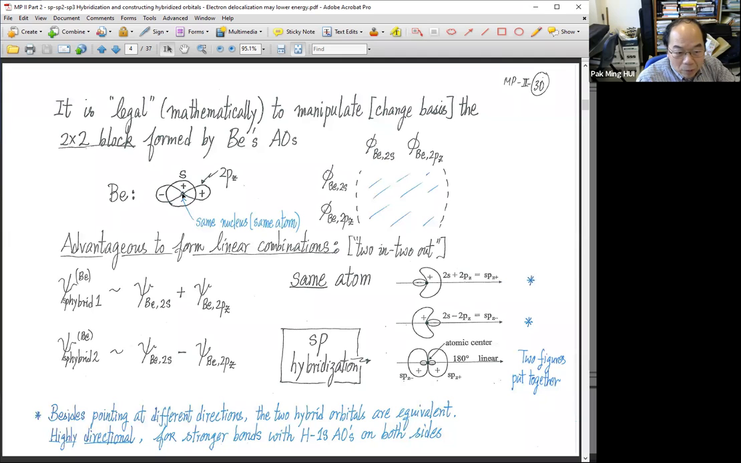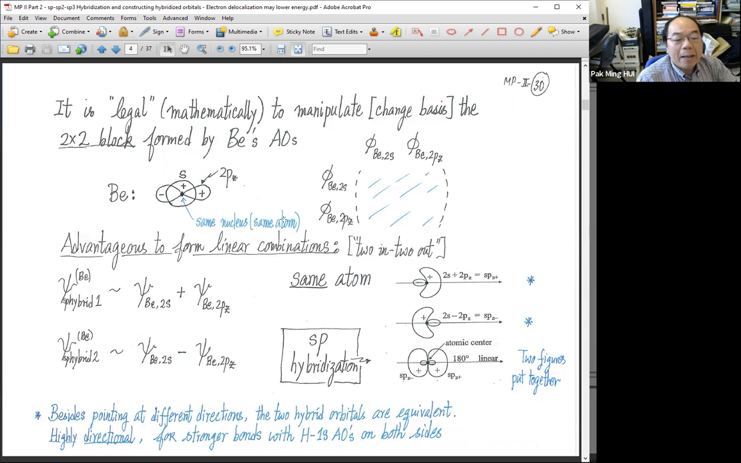So in a pictorial way, I try to draw. Now, this is the nucleus of beryllium. There's only one beryllium atom, but there are 2 orbitals preparing for bonding. Okay, so the S is like a sphere, so I draw it here. The P is like a number 8, a dumbbell, so I draw that with the same center for the reason there's only one nucleus of beryllium.